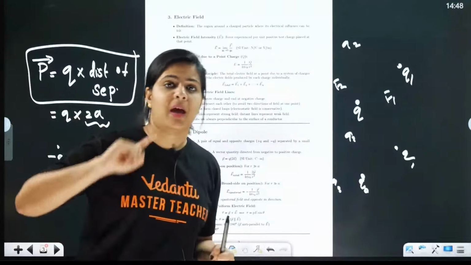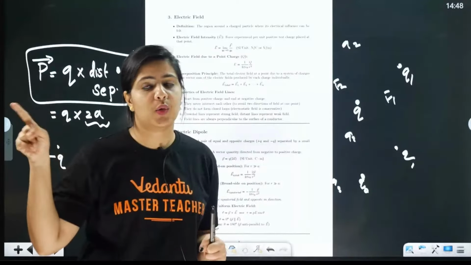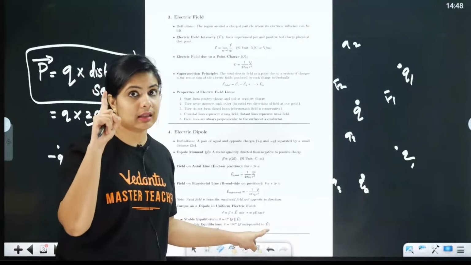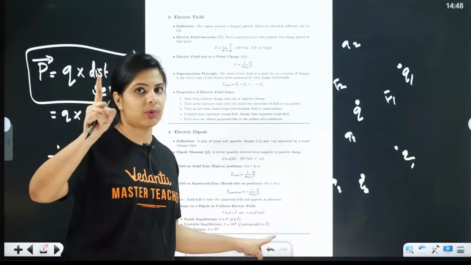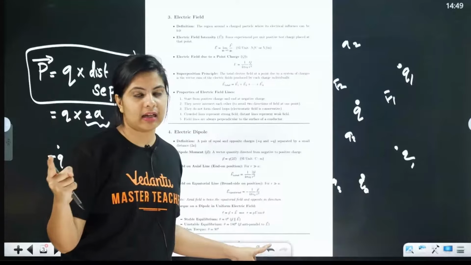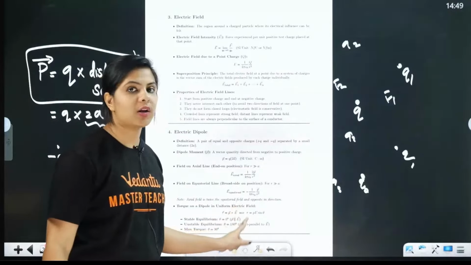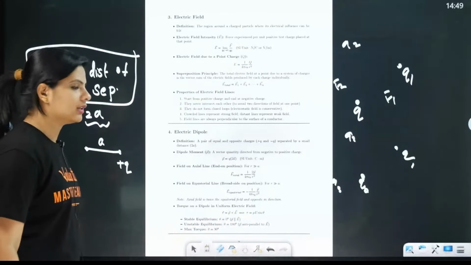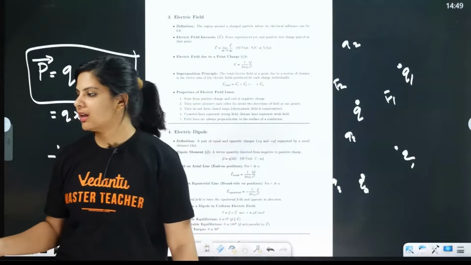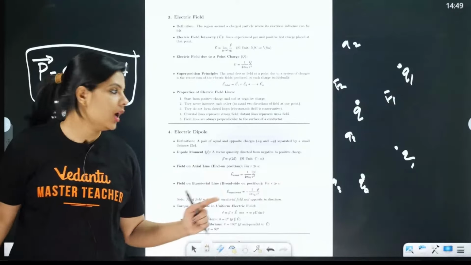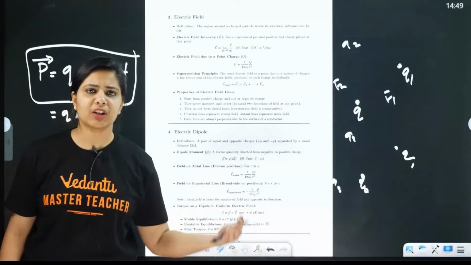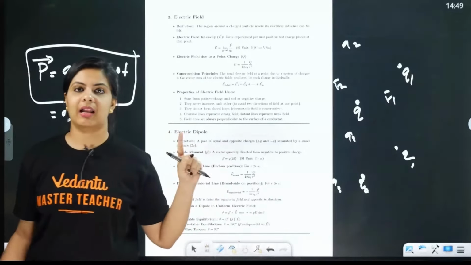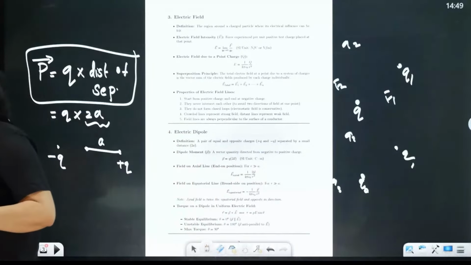So we can say the magnitude of the torque is PE sin theta. Then you can tell the maximum torque will be when theta is equal to 90 degrees. When theta is 90 degrees, sin theta is 1, which is the maximum value of sin theta. So when theta is 90 degrees, the torque is maximum, and minimum when it is 0 degrees or 180 degrees. That is given over here. If the dipole moment and electric field are parallel, what will happen? The torque is minimum. For it to be maximum, the dipole moment and electric field should be perpendicular to each other.